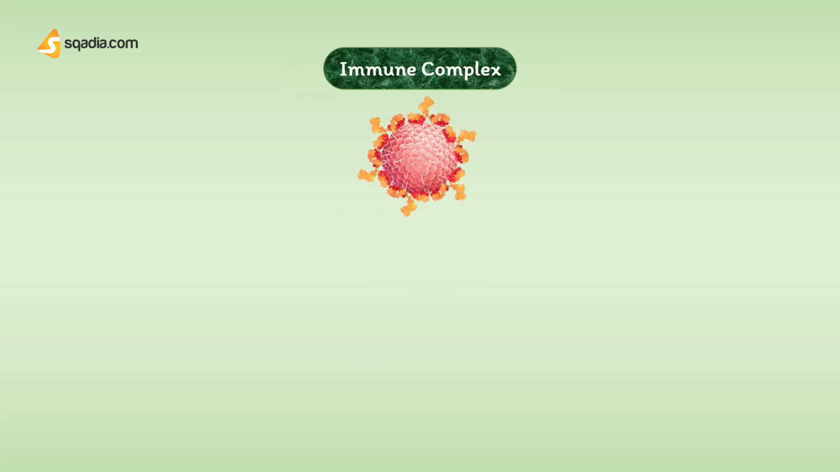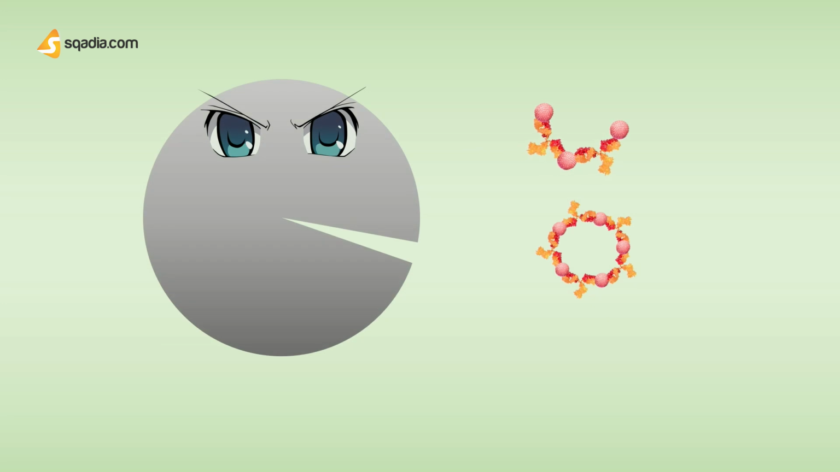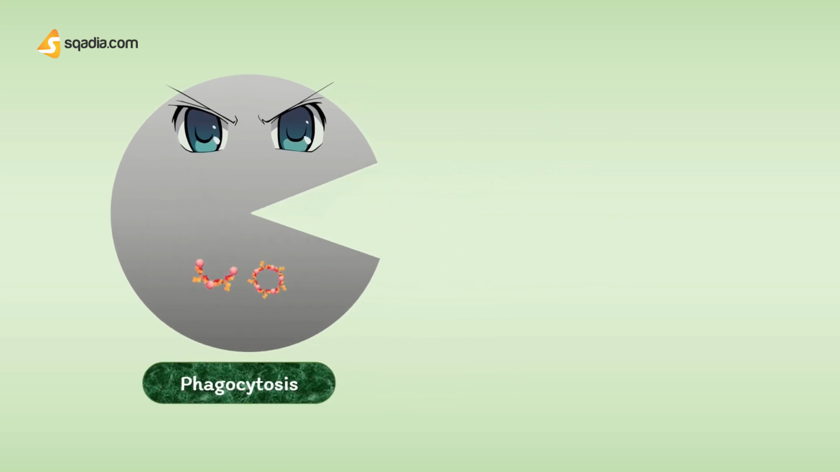The combination of antigen and antibody is termed an immune complex. The immune complex can be small and soluble or may be large but precipitating, depending on the nature and proportions of antigen and antibody. The usual fate of these complexes is to be removed by phagocytic cells via phagocytosis, through the interaction of the Fc portion of the antibody with complement and with cell surface receptors.